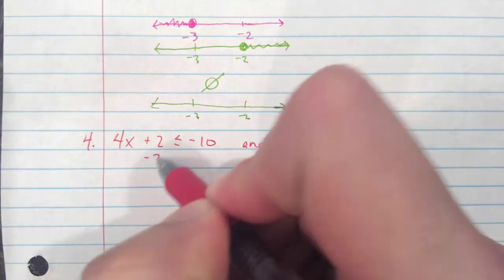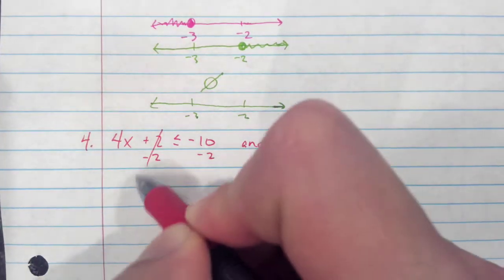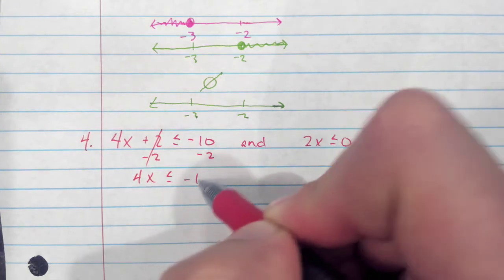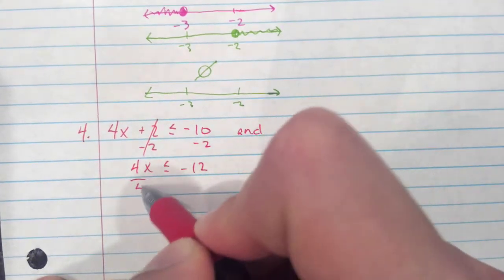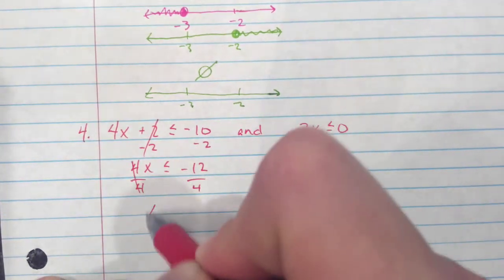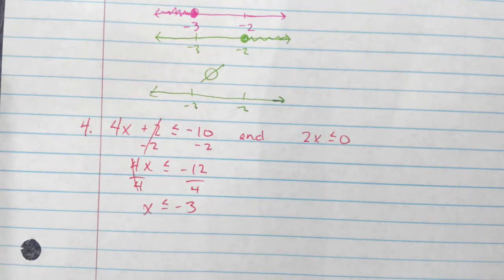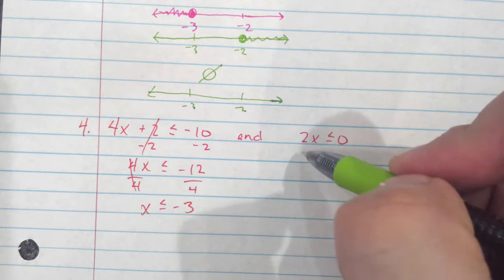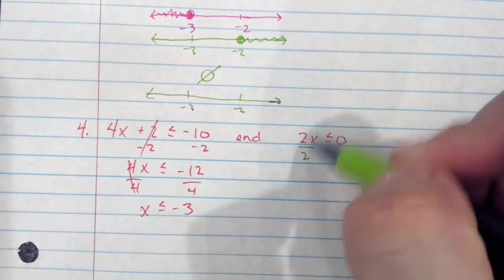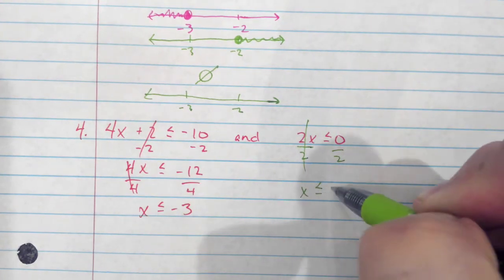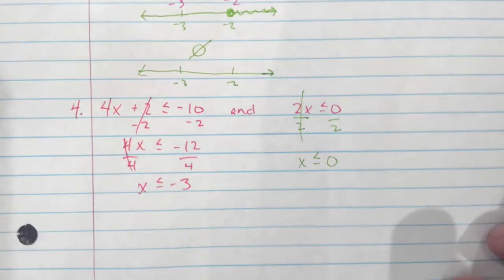So this one, you'd start by subtracting 2, and 4x would be less than or equal to negative 12. You would divide by 4, and x is less than or equal to negative 3. All right, that one's solved. The second one just takes one step to get x by itself. You would divide both sides by 2, and x would be less than or equal to 0.